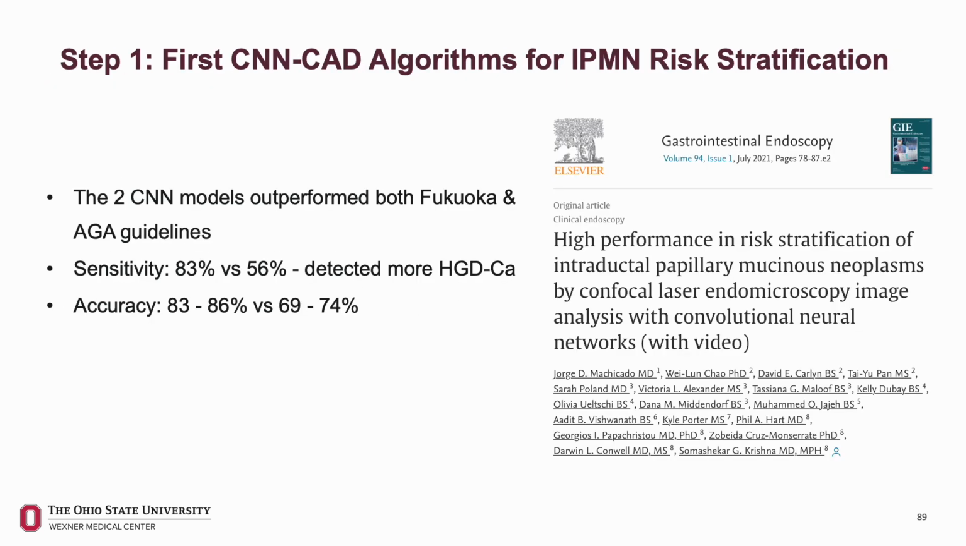Our journey starts with this publication in 2021, with an initial proof of concept. Working with 35 patients and over 15,000 NCD frames, we trained 2 CNN models, a holistic and a segmentation one. These looked into the thickness, darkness, and the size of papillae on NCD to assess the degree of dysplasia. Both models outperformed Fukuoka and AGA guidelines in sensitivity and accuracy.